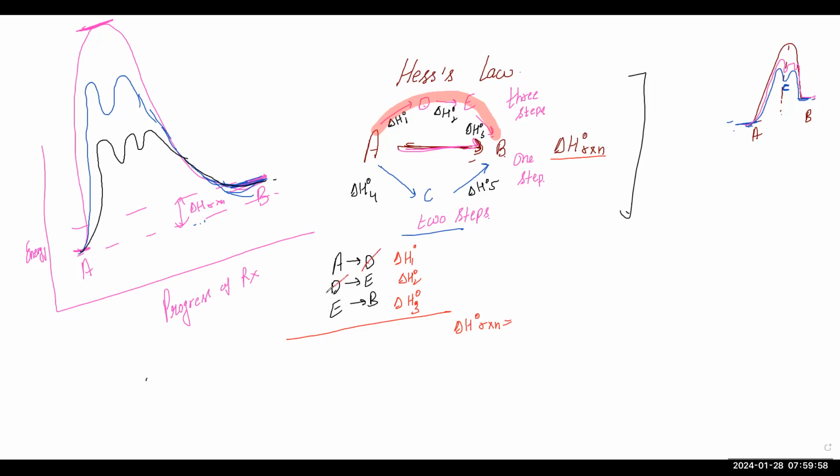This is intermediate. This is intermediate. You can see here. This is D. This is E. Two intermediates. What's the final equation, children? A to B. I added all these equations. That's the desired equation you want. See here, that's the equation we are looking for. A to B, delta H naught reaction is delta H naught 1 plus delta H naught 2 plus delta H naught 3. Isn't it?